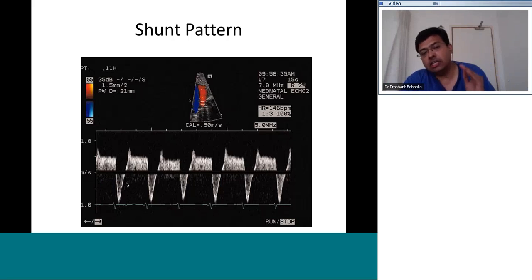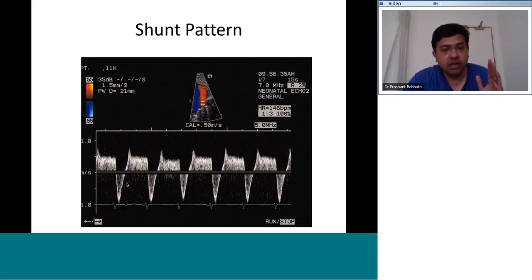When you see a bidirectionally shunting PDA, especially right to left in systole and left to right in diastole, this PDA should never be closed, because it is decompressing the right ventricle in systole, and that is why it is giving rise to a right to left shunt. That means the neonatal PVRI is higher than your SVRI, which is giving rise to a right to left shunt across the ductal level, and this is actually helping the right ventricle. So we should never close this PDA at this moment.